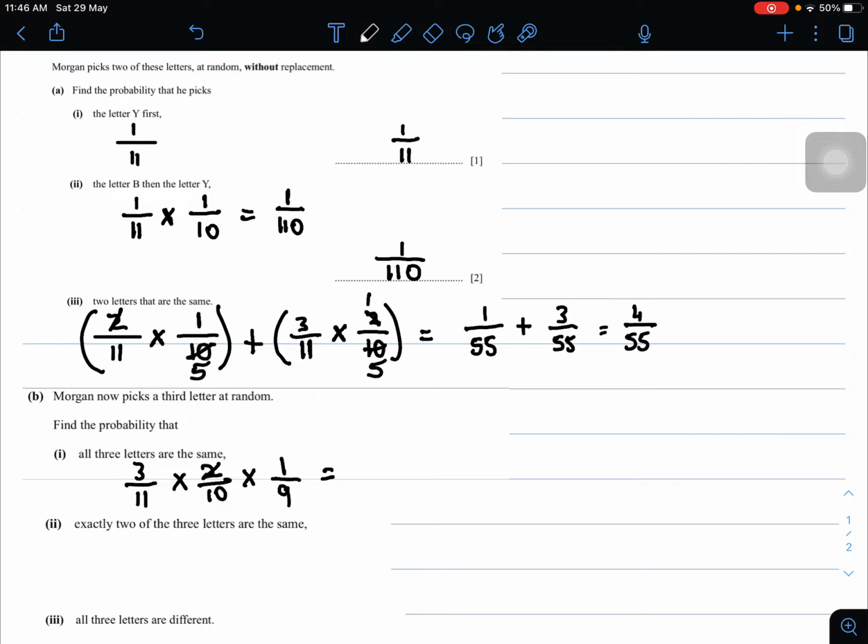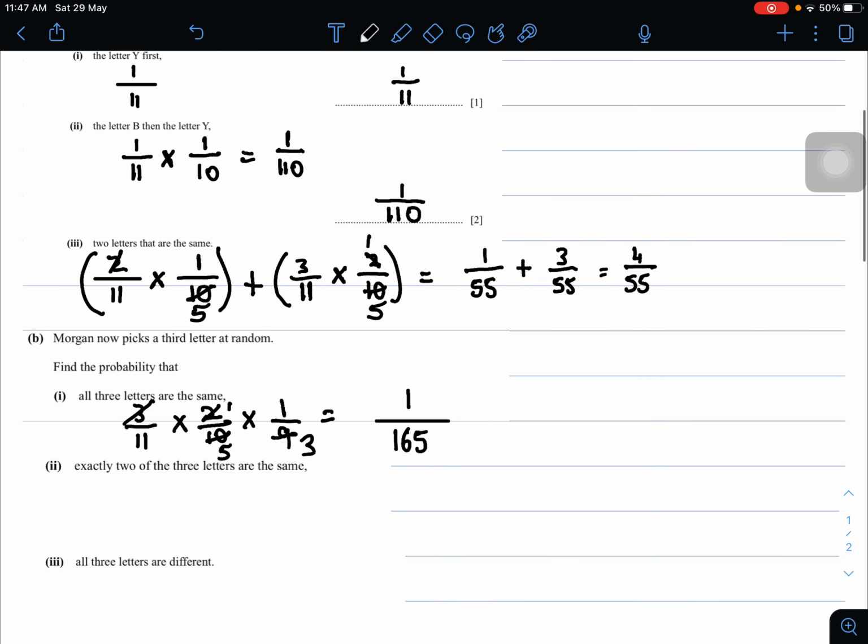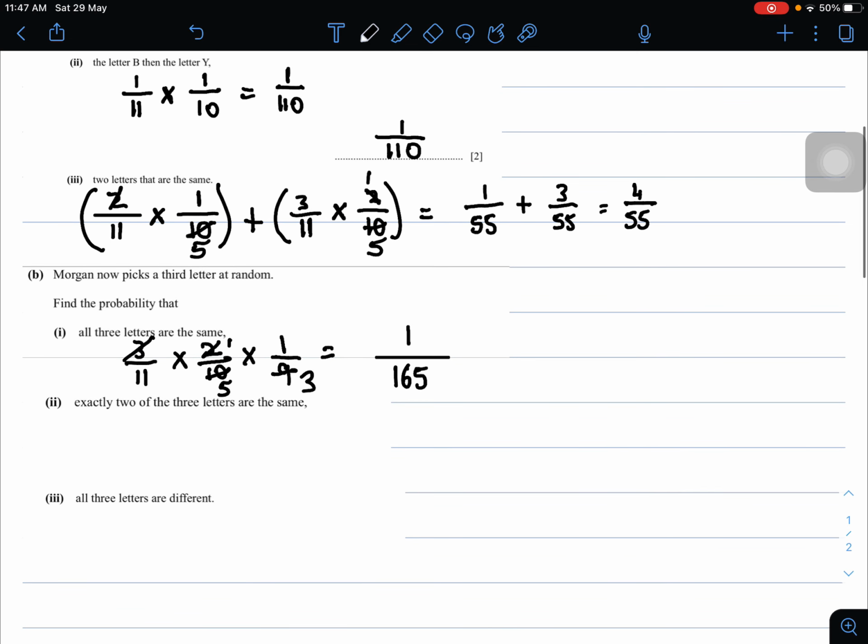So let's simplify the calculation. So the 2 cancels out the 10, so 1 divided by 5, and the 3 can cancel out the 9, so 1 by 3 and 1 by 11. So we are left with 1 divided by 11 into 5, which is 55, and 55 into 3, which is 165. This will be your final answer for part B1. Now part B2.